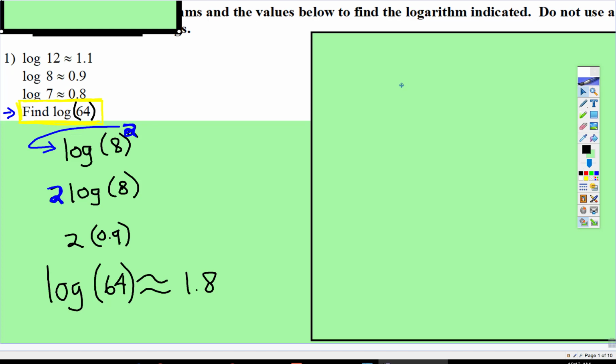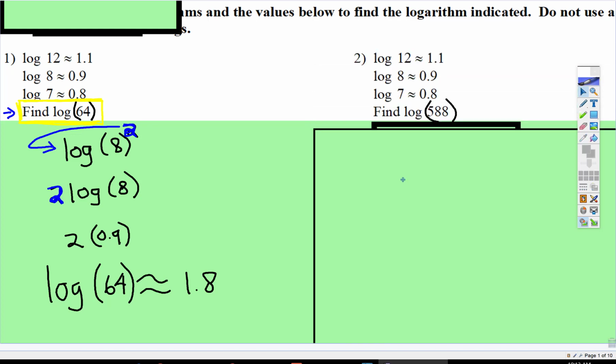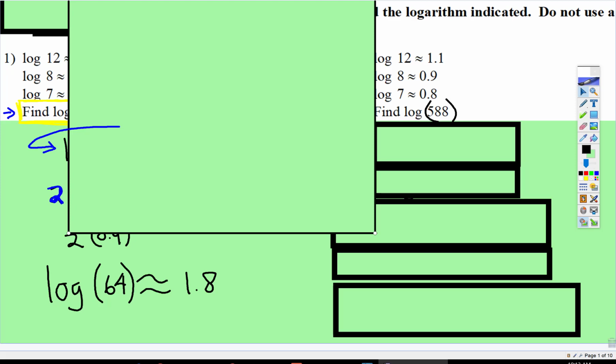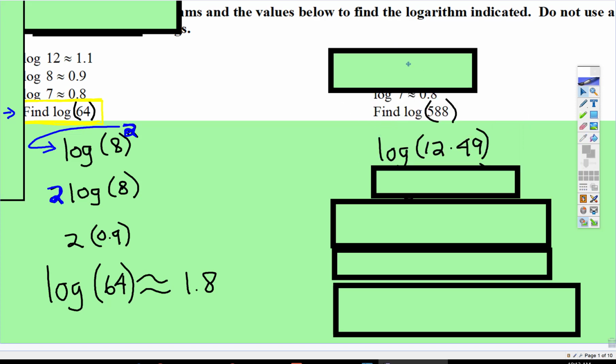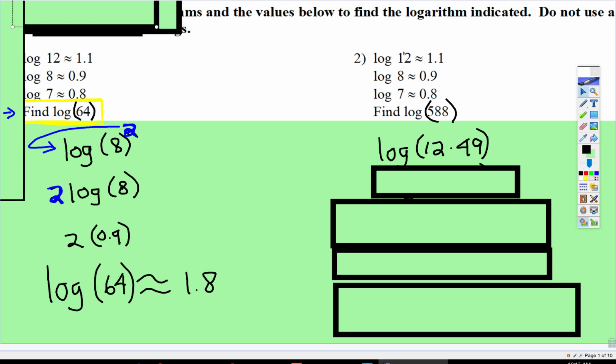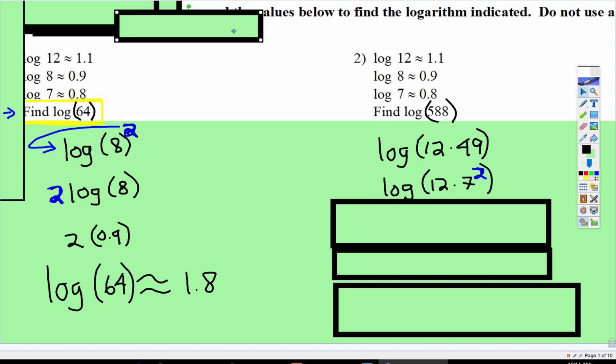So the next one is a little bit more difficult. Now we have log 588. Well, you just have to mess around to see which of those numbers go into 588. So I divided by 8 first, and that didn't work out as an integer. So the next number I tried was 12. Well, when I divided 588 by 12, I got 49. Well, 49 is 7 squared.